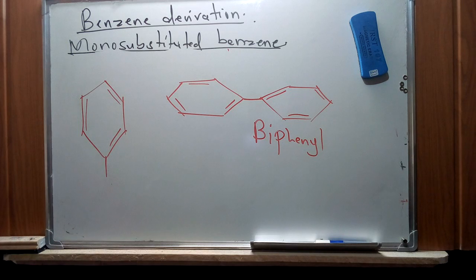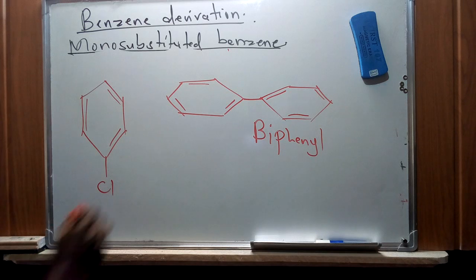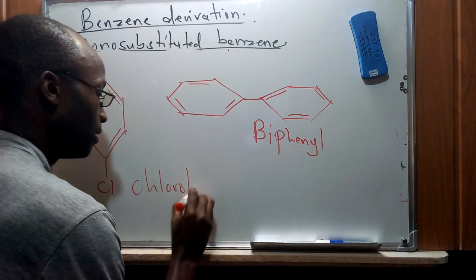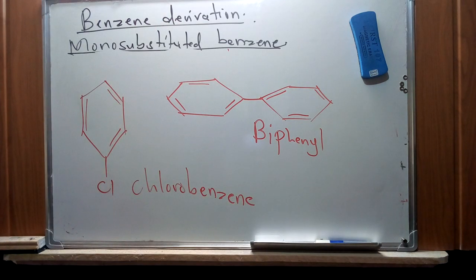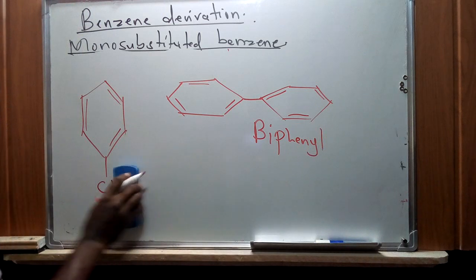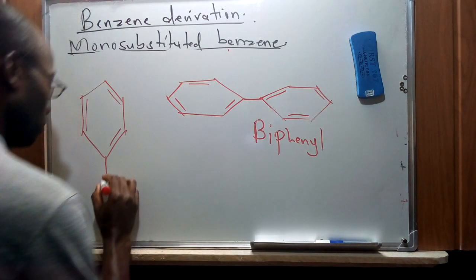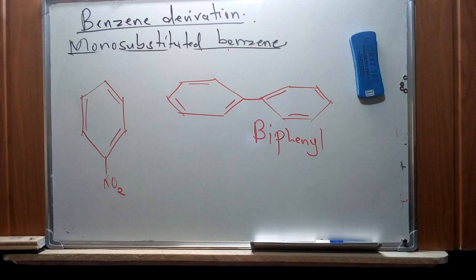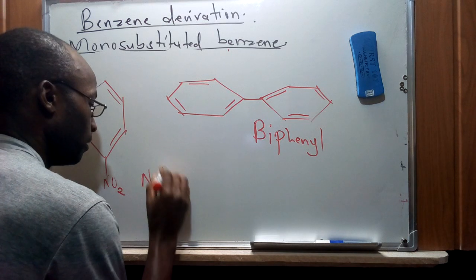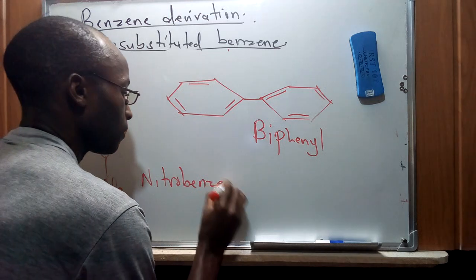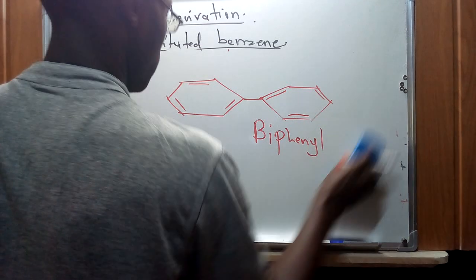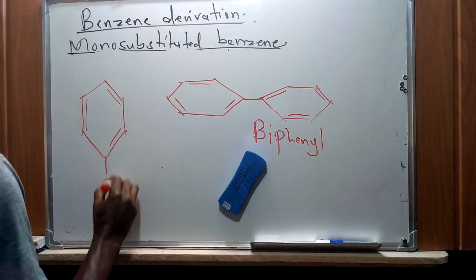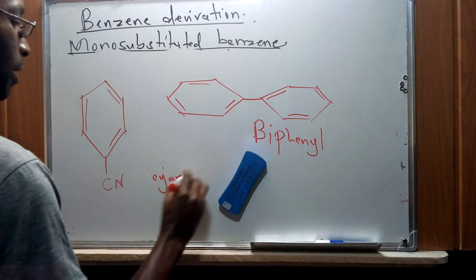So suppose at that particular point we have a chloro group which has been attached, then we shall have the name for this compound as chlorobenzene. And similarly, if we have a bromo, then it will be bromobenzene, or maybe a nitro group, it will still be nitrobenzene. And then lastly, this substituent is a cyano group, and it will be cyanobenzene.